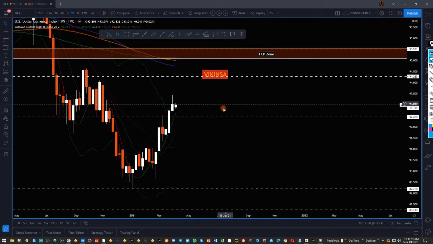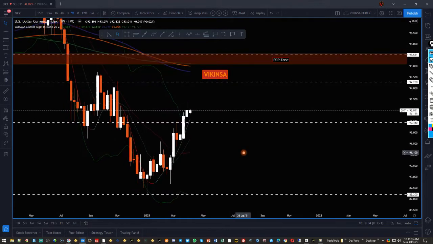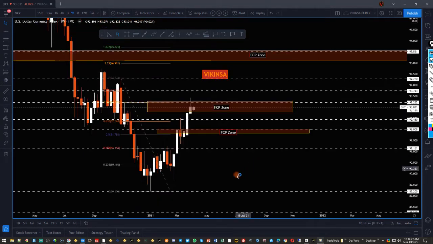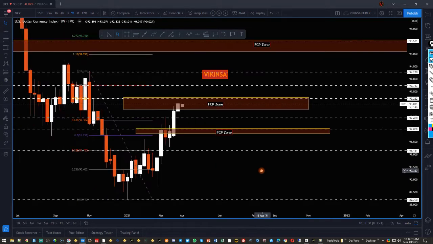So what do we do? We measure these W patterns using our FCP technique, and then we find out high probability FCP zones. So let's do that. Okay, so I have already drawn these FCP zones and important levels based on our Fibonacci based FCP technique. So now we are right in an FCP zone at the moment, and this was the previous FCP zone.